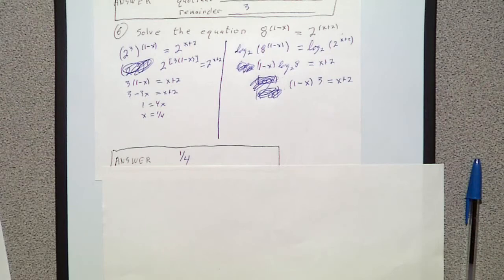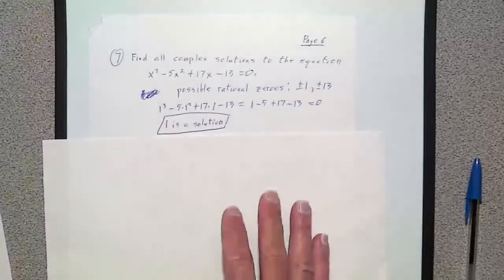It's 5 points for taking the log of both sides to the same base, and 2 points if you took the log to 2 different bases, which is wrong. You got to use the same base. Page 6.